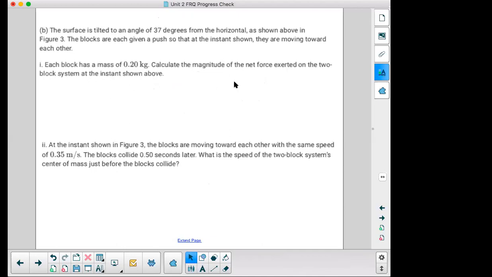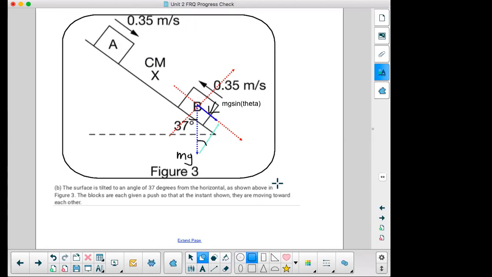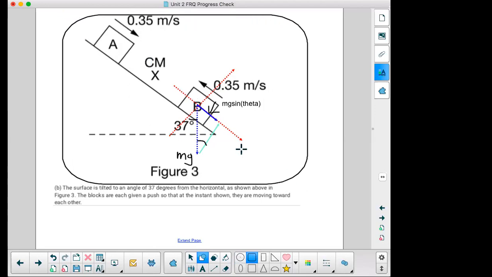Each block has a mass of 0.2. Calculate the magnitude of the net force on the two-block system, right? The net force on the system. This one's being pulled down by mg sine theta. This one's being pulled down by mg sine theta. The system, right? It's important that you get the concept of the system firmly in your head. The system is this whole thing right here, and the system has a net force of mg sine theta plus mg sine theta, or simply 2 mg sine theta.